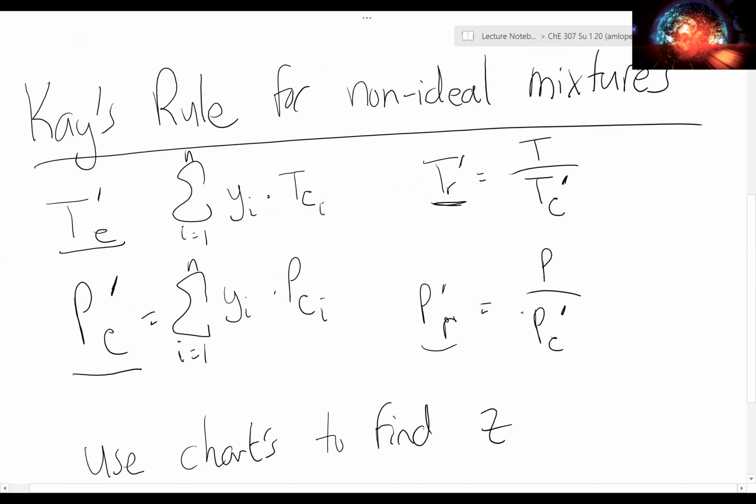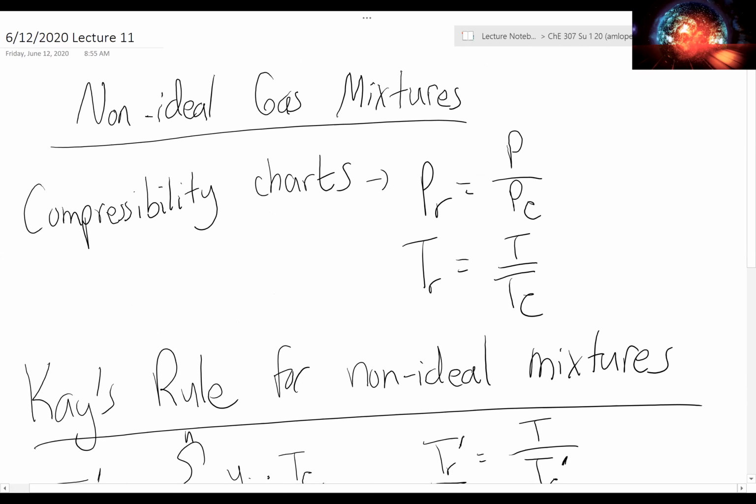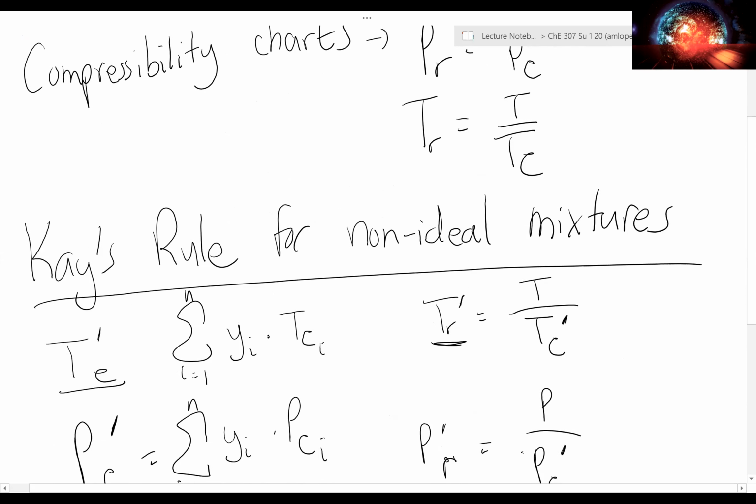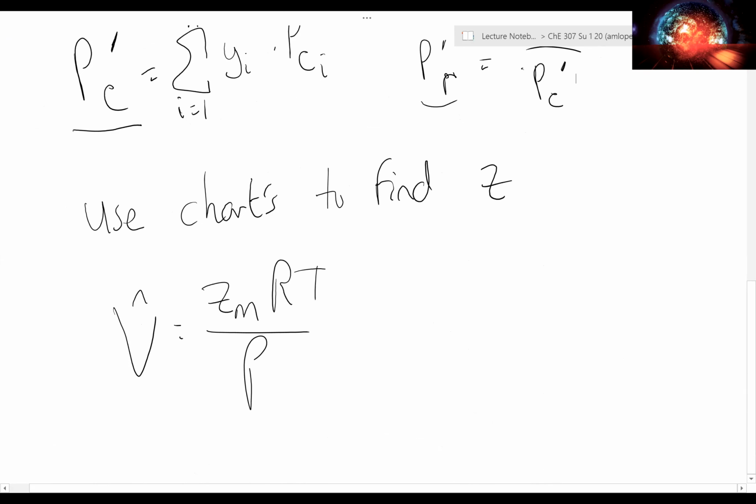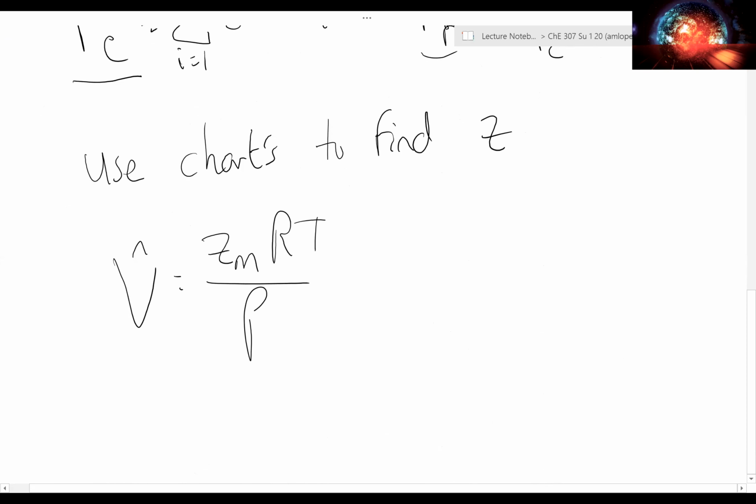And I wanted to point this out primarily because on your homework that's due today, pretty sure it's due today. Yeah. This is a method you're going to have to use for one of the problems. So you're going to have to find the pseudocritical values, pseudocritical reduced values, find your Z, calculate V sub M, and then with V sub M, you can answer the questions in the problem.